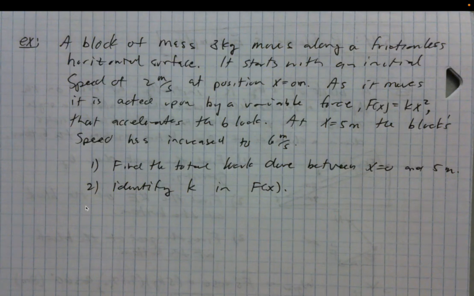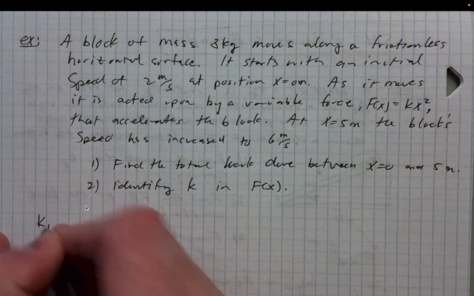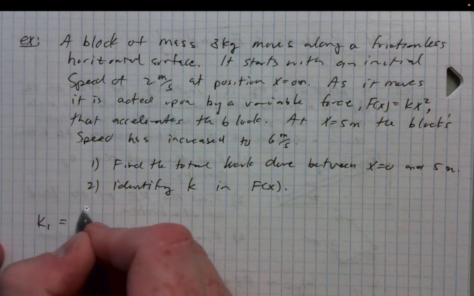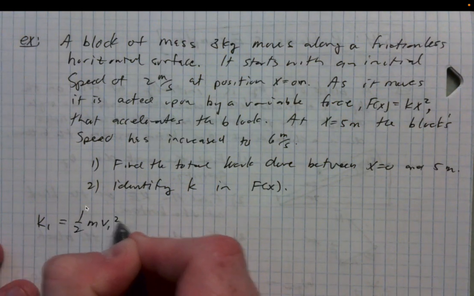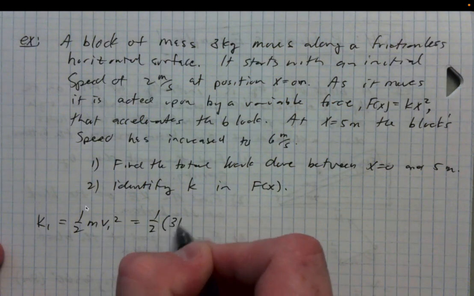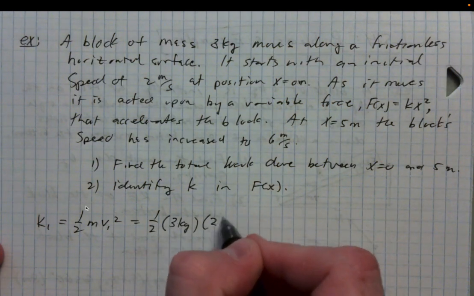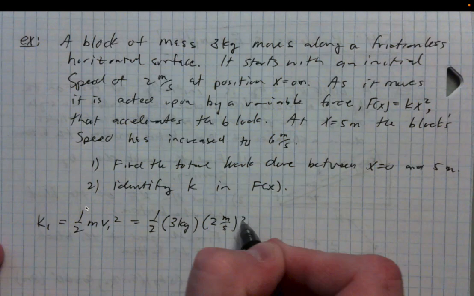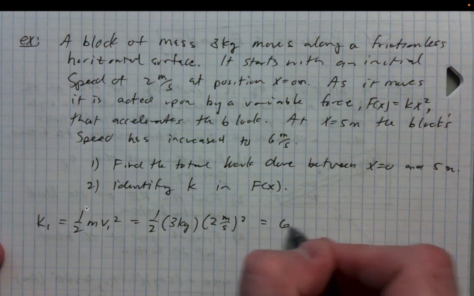Well, we're not told what any of the forces are. I mean, we have the generic force function, but we're told the initial and final velocities. So that being the case, we can use the work energy theorem, right? So let's start by calculating the initial kinetic energy. That's just 1/2 mv1 squared, and we have all those quantities. So 1/2 times 3 kilograms times 2 meters per second, quantity squared, is 6 joules.